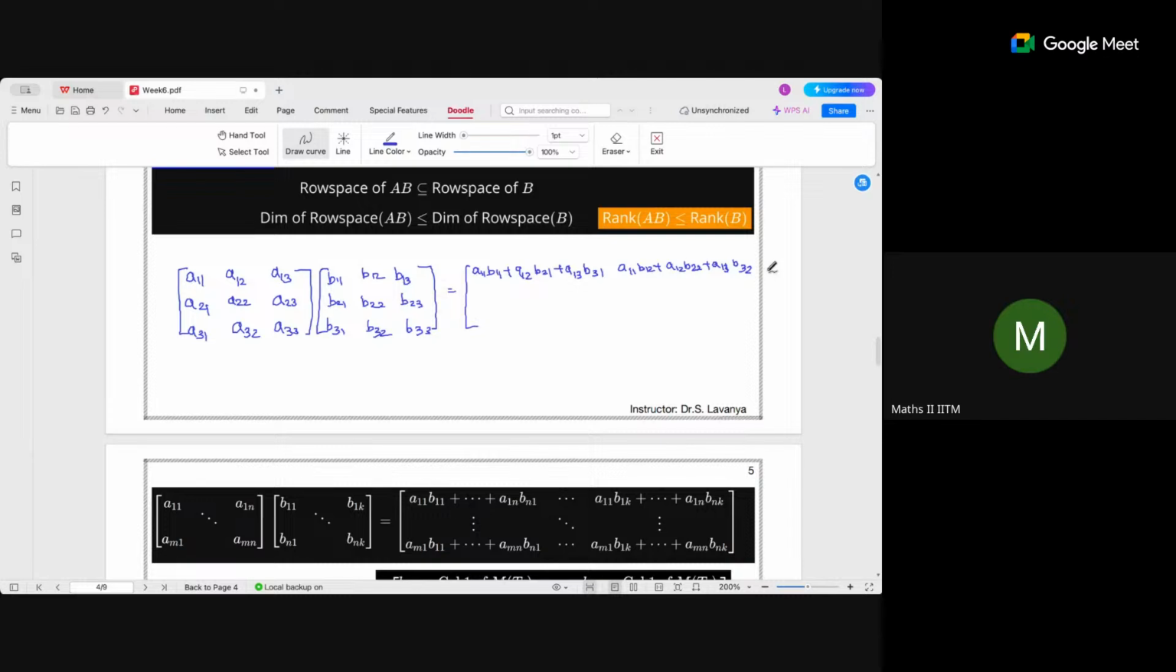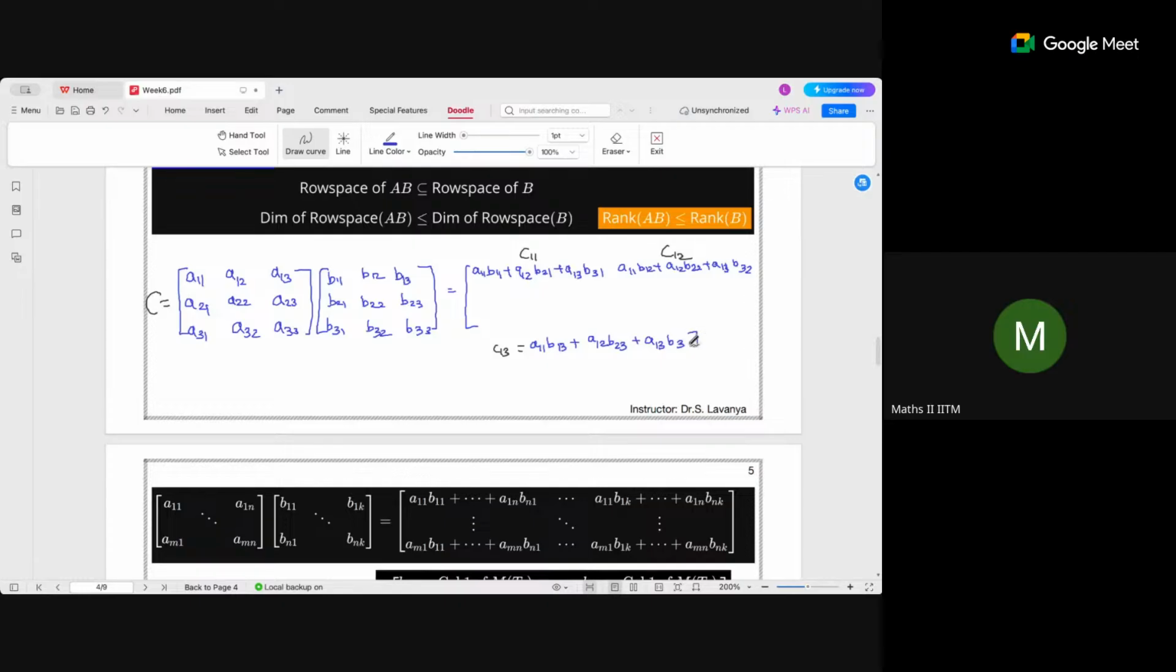And the third entry, it will be nice if I can write next, but anyway. Let's call this C. So C11, this is C12 and C13 I am writing here. What is my C13? Can you tell? A11 B13 plus A12 B23 plus A13 B33.